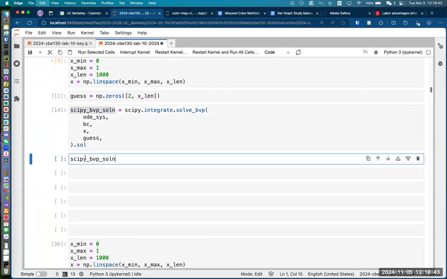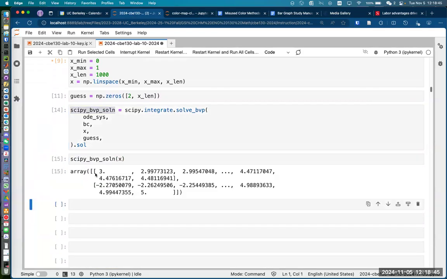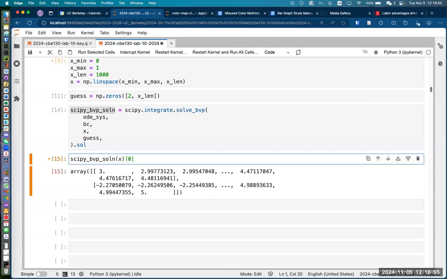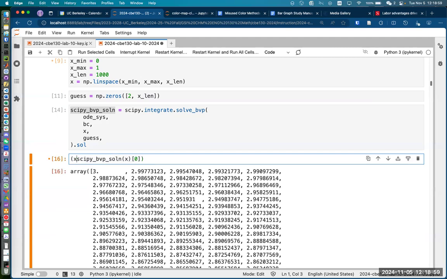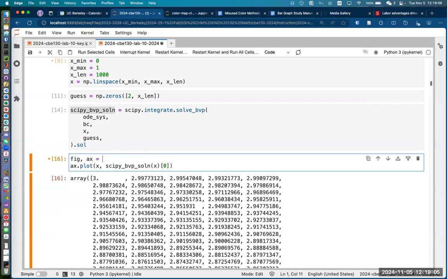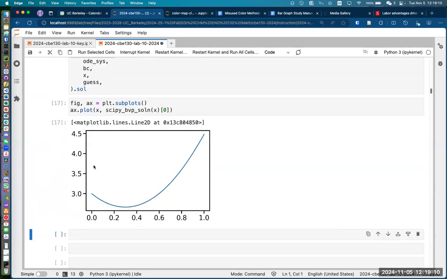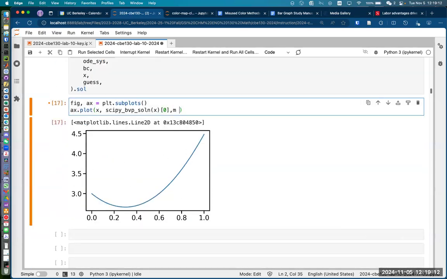And then we can evaluate this at x, and this will give us 2 rows and 1,000 columns. The first row, again, is the original function, and the second row is the first derivative. And we only care about the original function, so index 0. And we can plot this with respect to x. So next dot plot, and then let's make a figure. And this is our solve BVP solution. Let's label that.